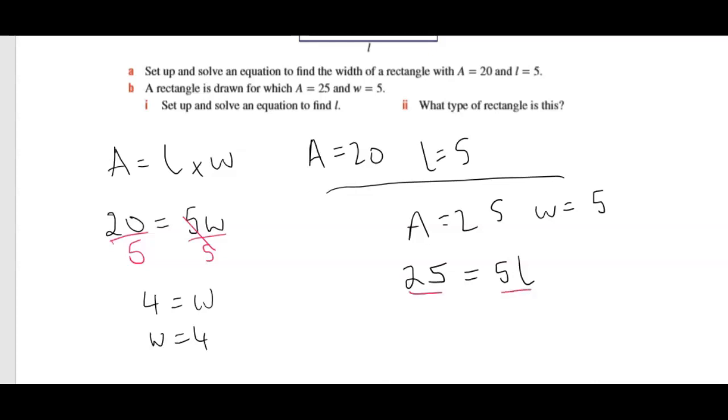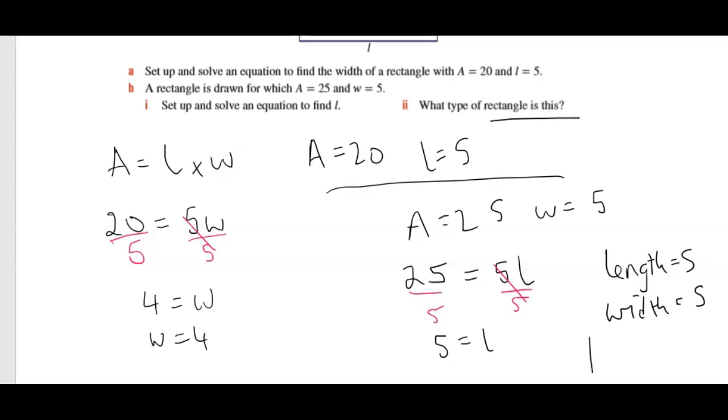Divide both sides by 5. So 25 divided by 5 is 5. So your length is 5. So if your length is 5 and your width is 5, the second part of the question asks, what type of rectangle is this? It's actually a square. Okay, so a square is actually a type of rectangle. We just have both sides the same.